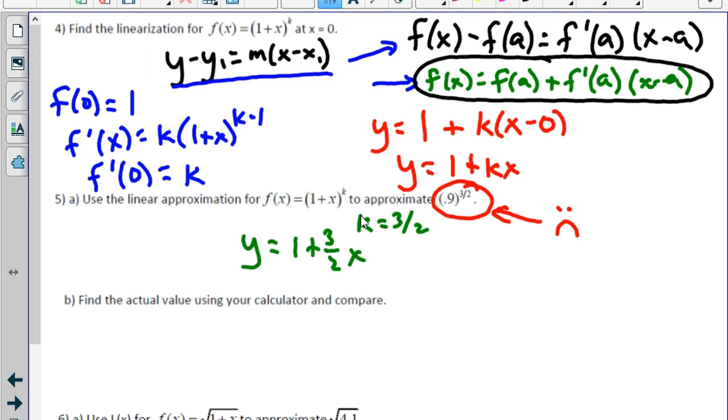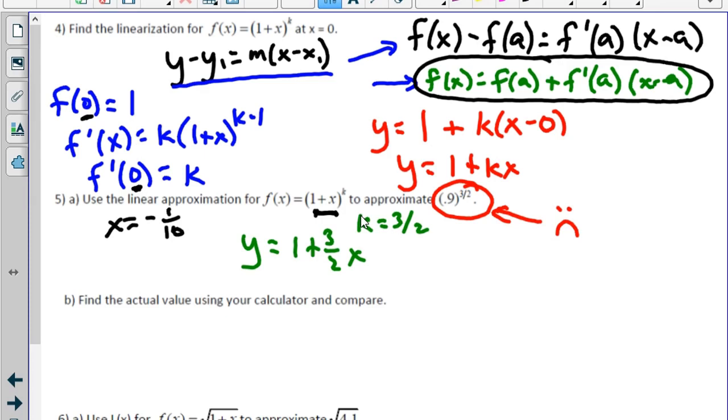0.9 is really close to 1. And what we have here is 1 plus some value of x. So essentially what we're doing right now is we're saying that x equals negative 0.1, or x equals negative 1/10. And that's really close to this x equals 0 that we were centering this thing around. Remember, we were centering this around x equals 0.